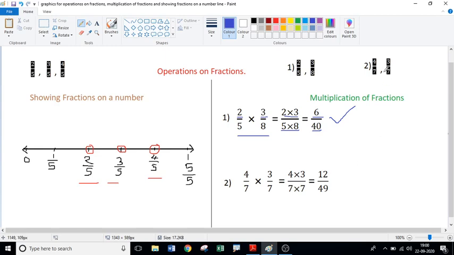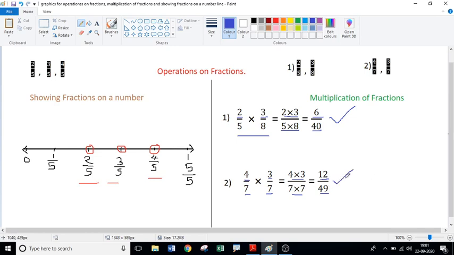Let's turn to the second example with same denominators. 4 upon 7 into 3 upon 7. Same, you don't have to worry about whether the denominators are equal for multiplication of fractions. So multiply 4 and 3 and put them in the numerator. 4 into 3 will give you 12, 4 3s are 12, and 7 multiplied by 7, 7 7s gives you 49. So the final answer for 4 upon 7 into 3 upon 7 is 12 upon 49.